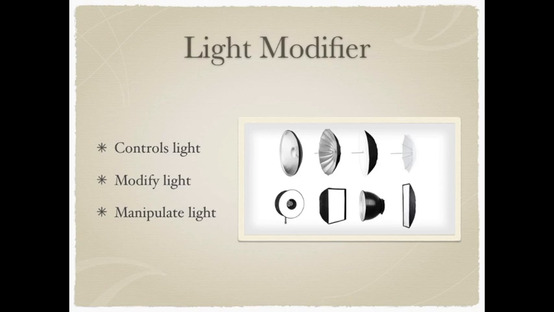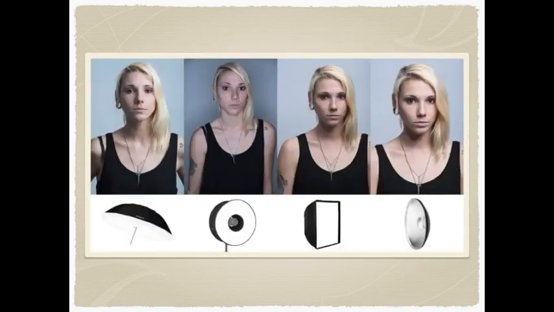Take a look at those modifiers. There's a beauty dish, there's all kinds of umbrellas with a reflective surface, with more satin, and then there's a ring light, there's a softbox, etc. So you can take a look at all these effects. If you're using an umbrella, for example, the first one, you can see how soft that is, right?